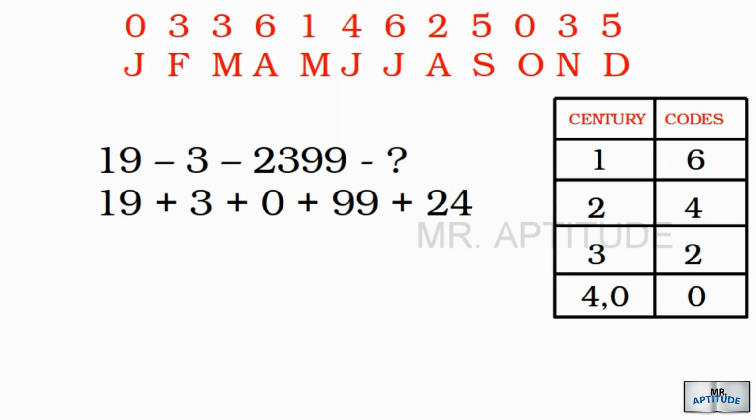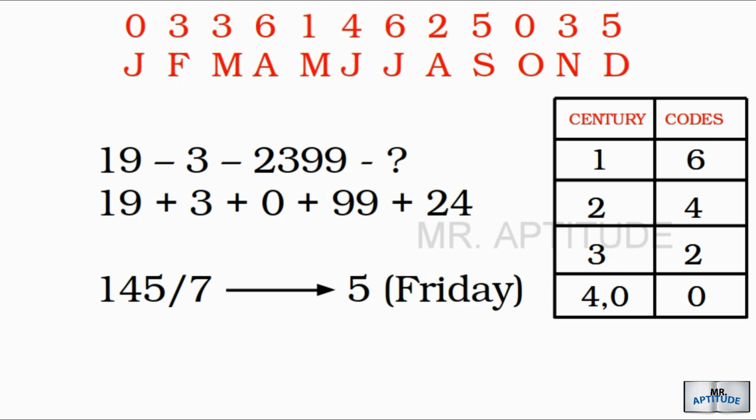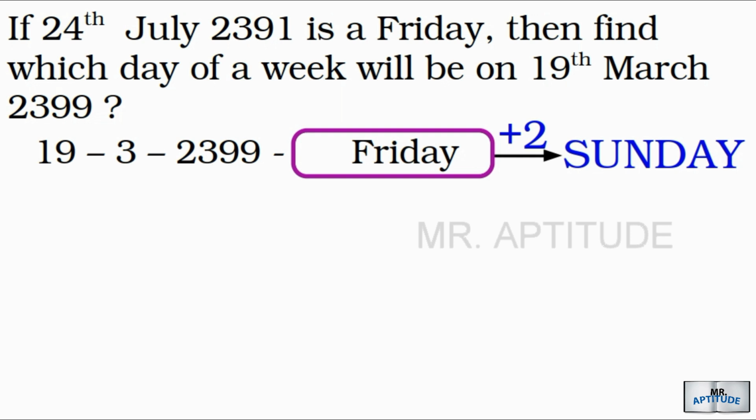Date same as date 19, month code it's 3, century code 0, number of years 99, and leap years among 99 years are 24. And sum of all these things gives you 145. Now 145 when divided by 7 gives you a remainder 5. So it's a Friday. As 5 is a Friday, your answer will be 5 plus 2, I mean Friday plus 2, which gives you a Sunday.